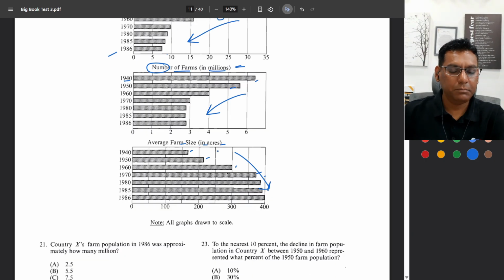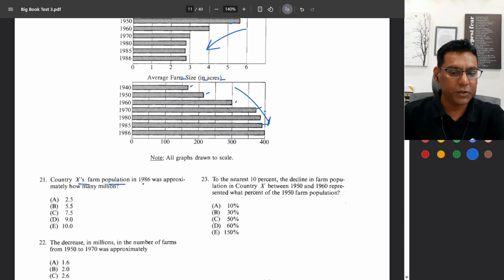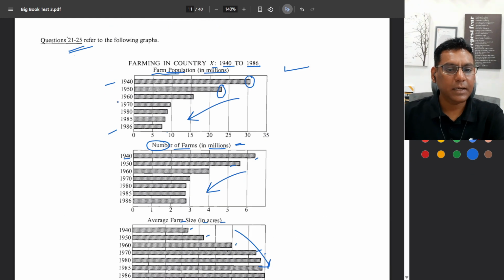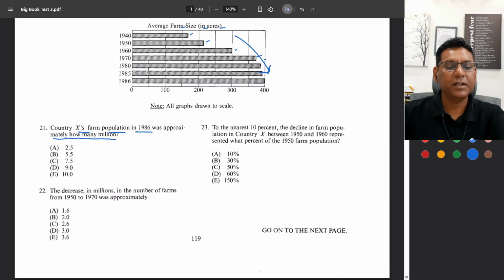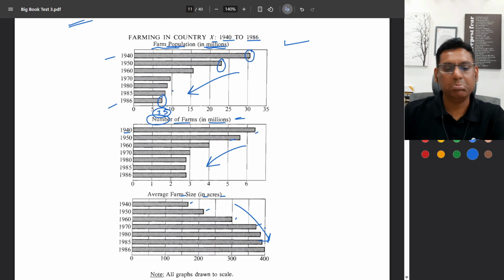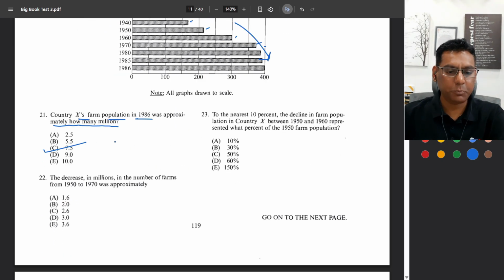Let's see. Country X's farm population in 1986. 1986 farm population, that is this number. What is that number? It looks like exactly in the middle of 5 and 10. So 7.5 millions. Or approximately how many millions? 7.5 millions. Pretty straightforward. I thought they were going to ask me something like how much bigger this was than something else. They are not asking that. 7.5, pretty straightforward.